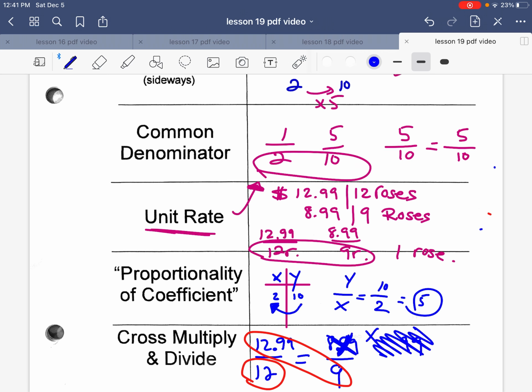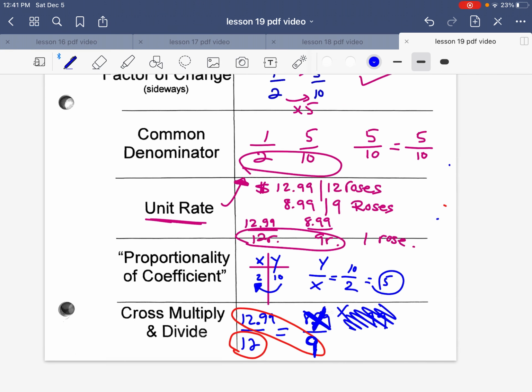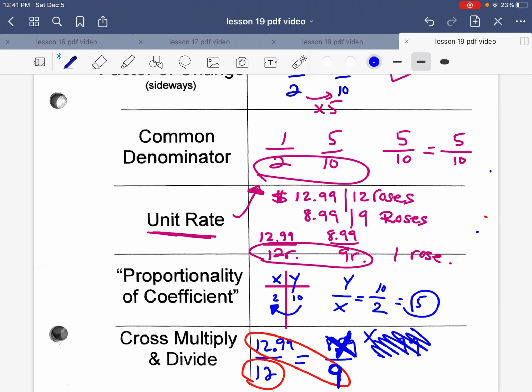Or let's say X is your missing thing in a problem solving. They tell you $12.99, they tell you 12 roses, they ask you how much if I want to buy only 9 roses in that situation. So you would put your X where your missing information is, and then cross multiply and divide. We already did a lot of that in our problem solving chapter, all the way through.